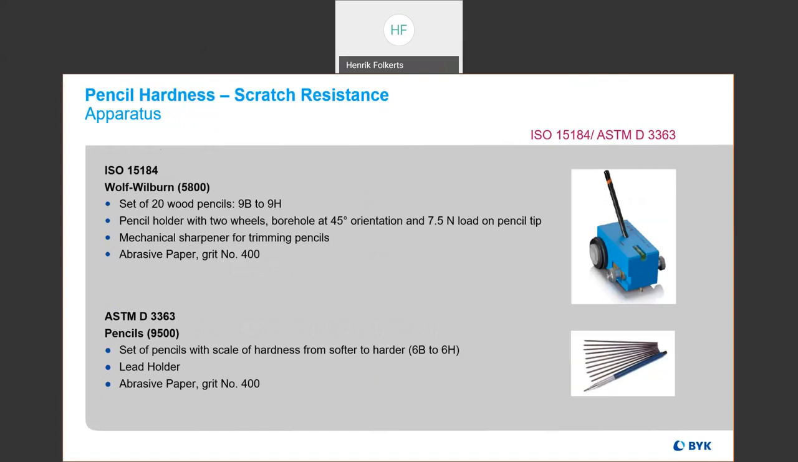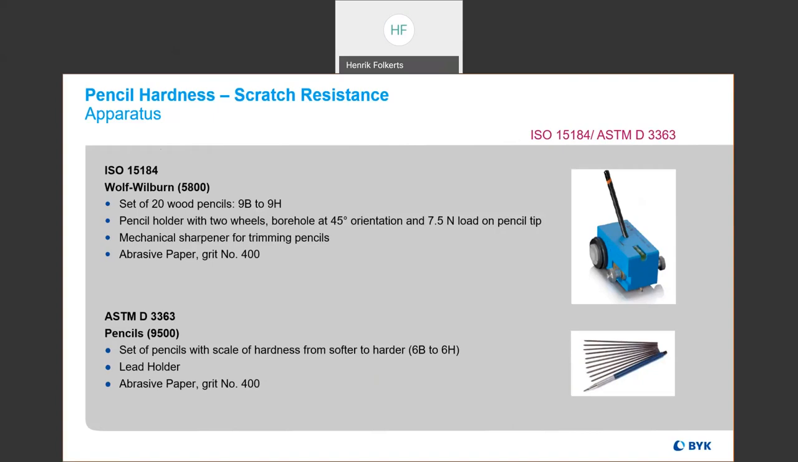The instrument that you can use for this purpose is the one already referred to, the Wolff-Wilborn method according to ISO. This is how the instrument looks like. It comes with a set of 20 pencils to cover the range from 9B to 9H. It is basically a pencil holder with 2 wheels and a borehole at 45 degree orientation, like defined in the method. A weight of 7.5 Newton is loaded on the pencil tip. As a conclusion, if you want to move the pencil over the surface, you will automatically have a 45 degree angle at the correct constant load. Additionally, it comes with a sharpener and abrasive paper grid.